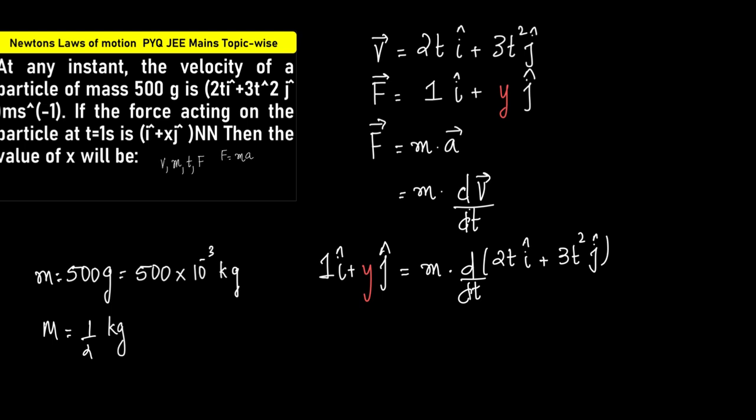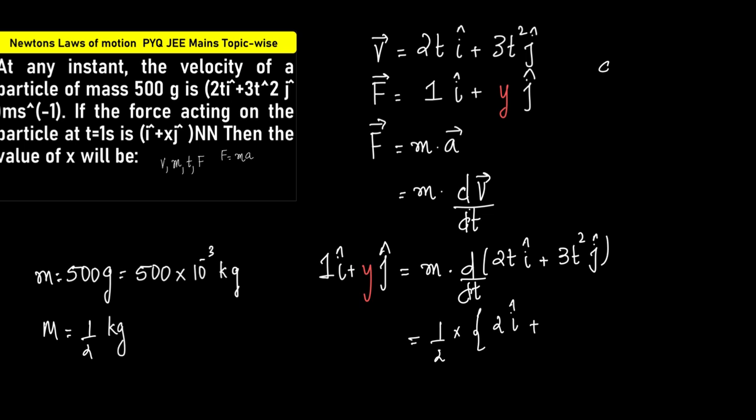So F is ma. What is a? A is dv by dt. So we have F is equal to m into dv by dt. So we have 1i plus y j cap is equal to m into dv by dt, which is d by dt of v. v is 2ti plus 3t square j. So if we differentiate this, what we get is, what is m? m is 1 by 2 into d by dt of 2ti cap is 2i cap, right?